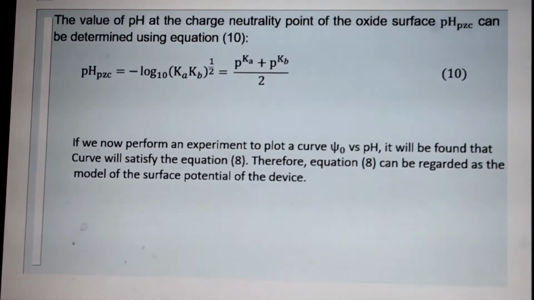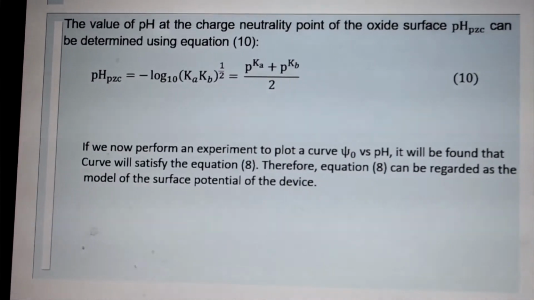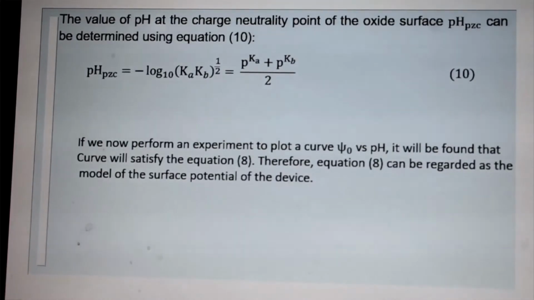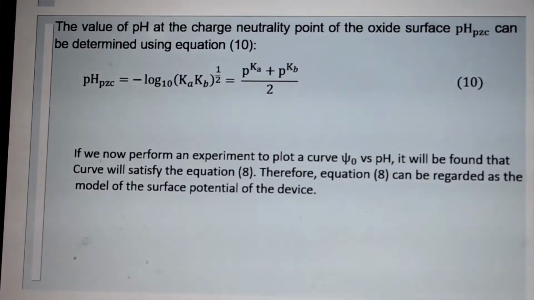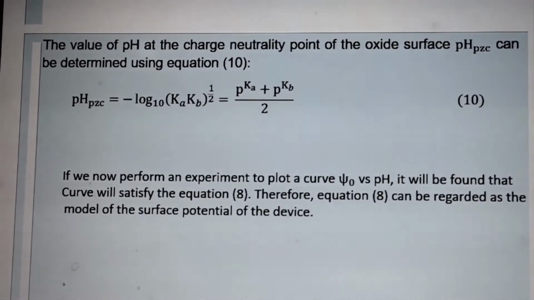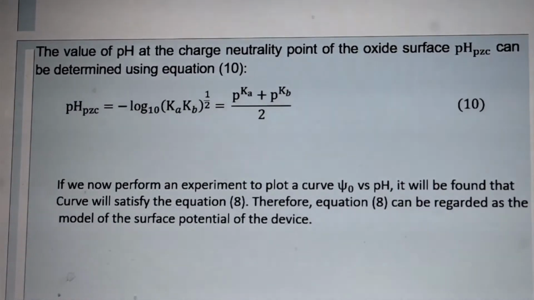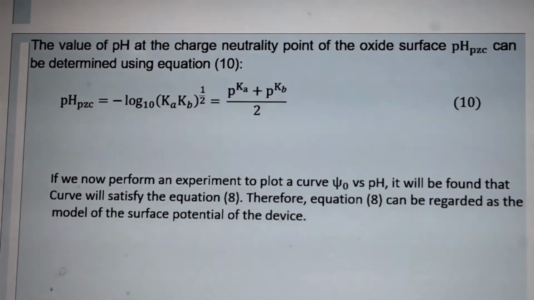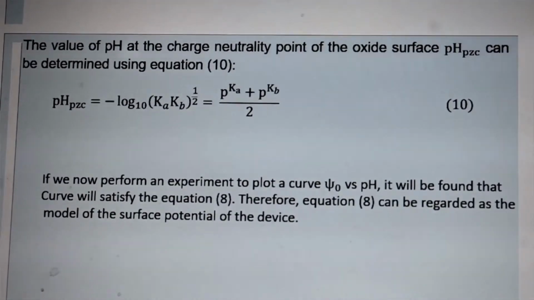So if we now perform an experiment on an ISFET to plot a curve of interface potential versus pH of the solution, then it will be found that the experimentally determined curve will satisfy equation 8. Therefore, equation 8 can be regarded as the model of the surface potential of the device.